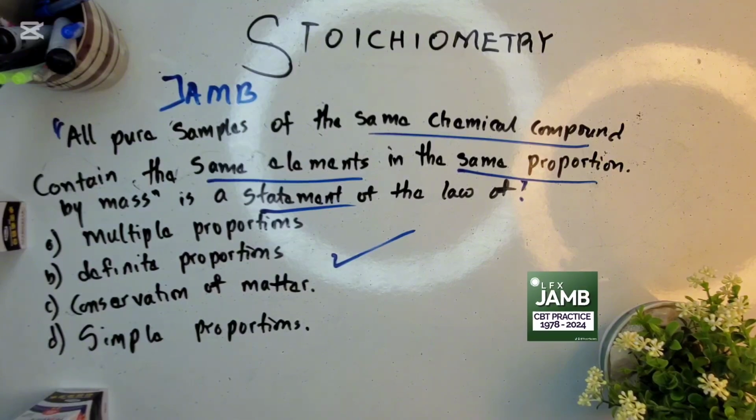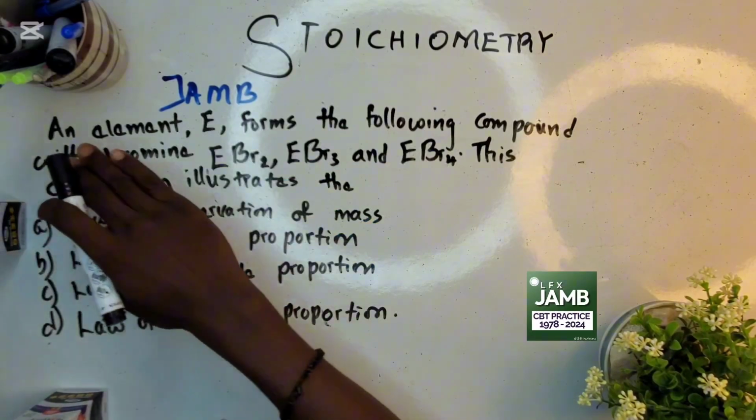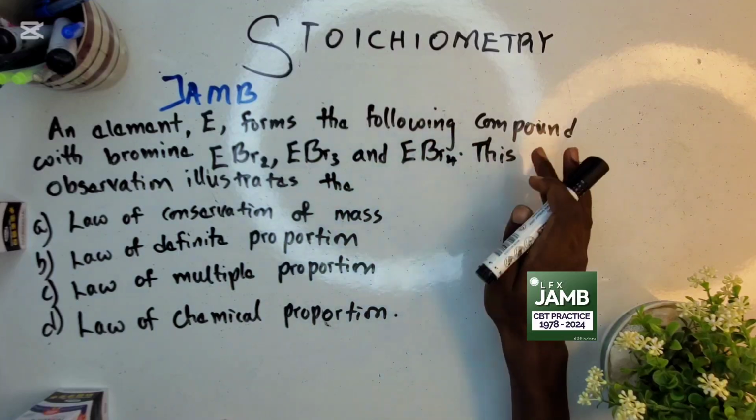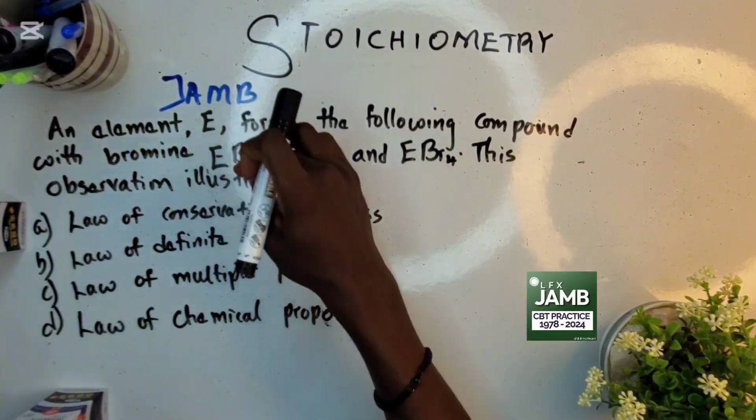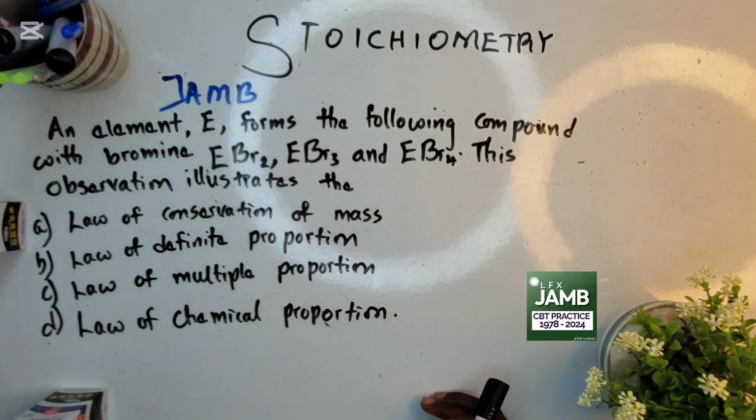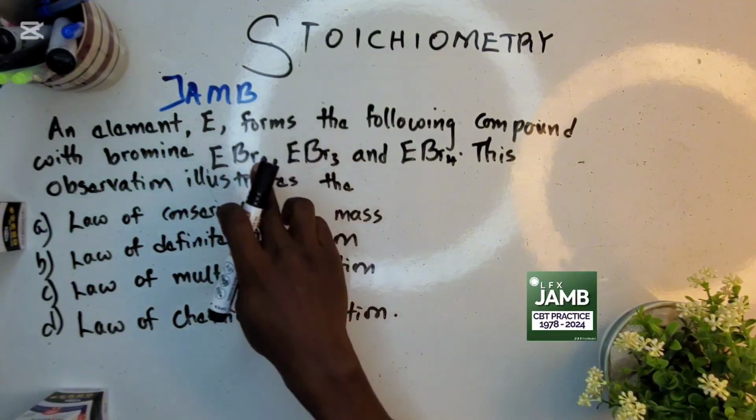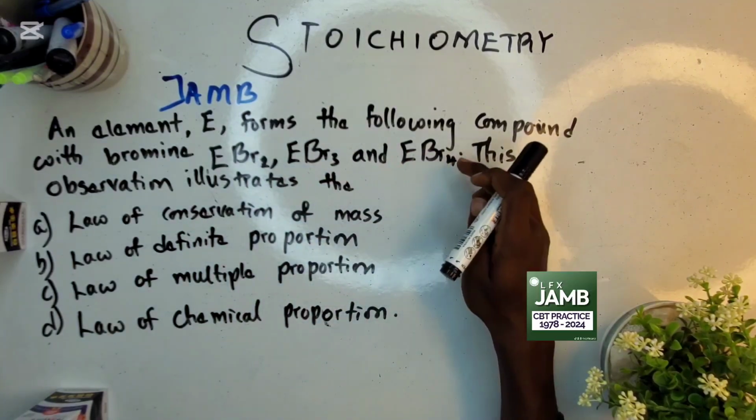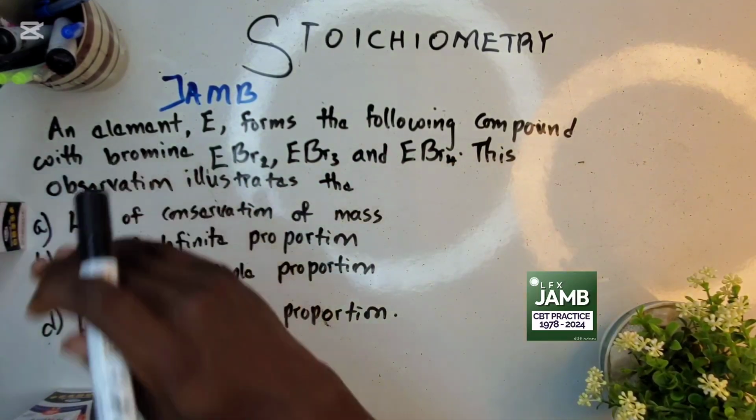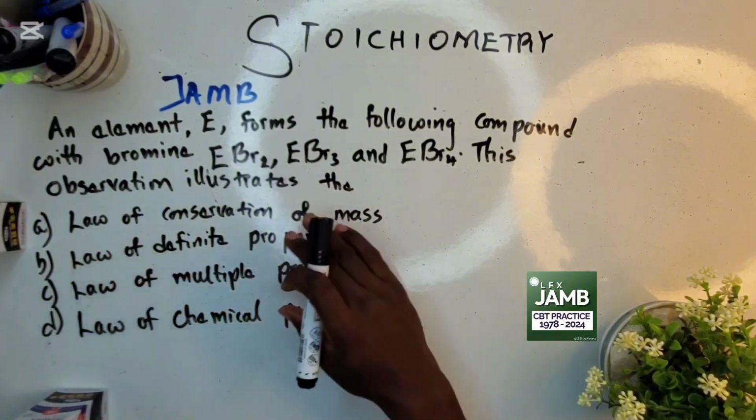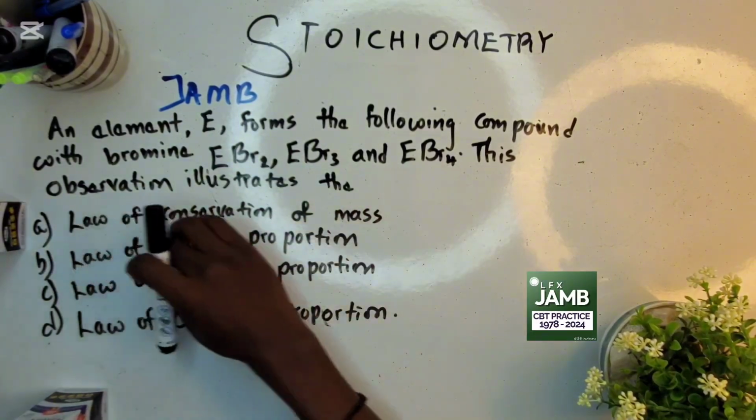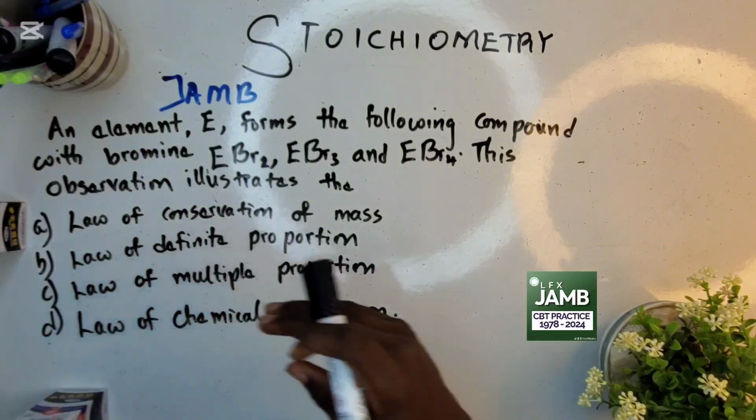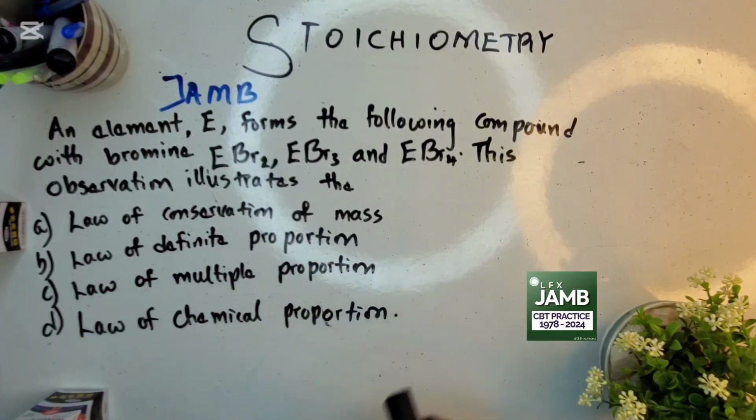Take this one as an assignment and drop your answer in the comment section. An element E forms the following compounds with bromine: EBr2, EBr3, EBr4. This observation illustrates the law of conservation of mass, law of definite proportion, law of multiple proportion, or law of chemical proportion. Drop your answer in the comment section.